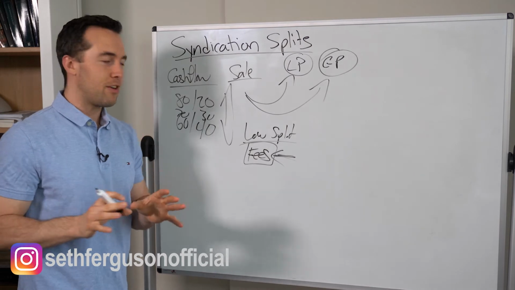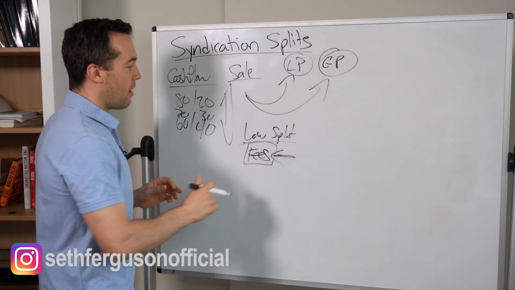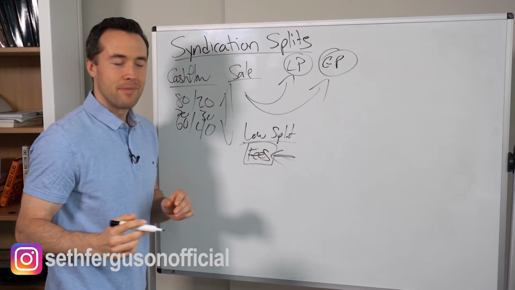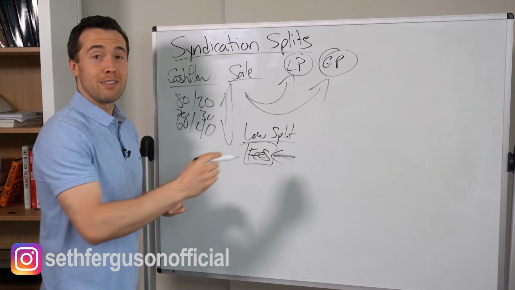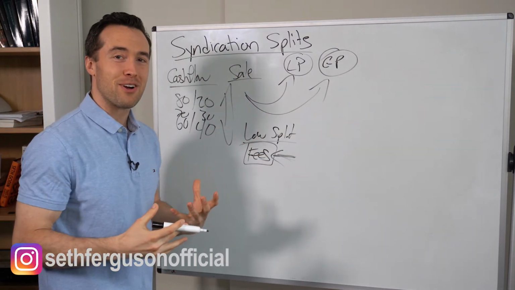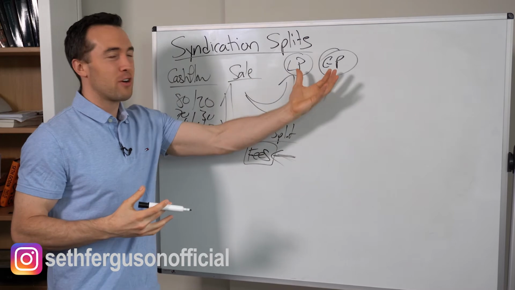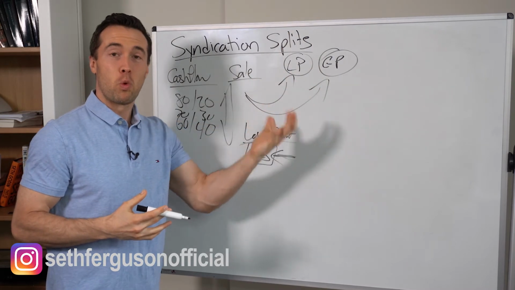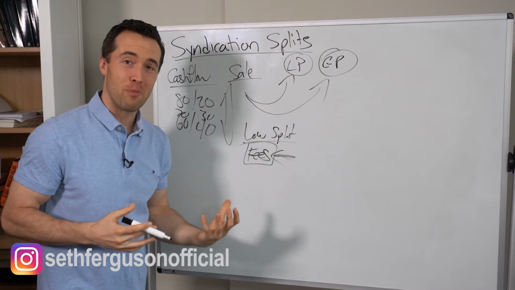Well, here's the thing that you should consider in this case. Fees are paid no matter what. Splits are paid based on performance. So as a passive investor, you actually want the general partnership, the people running the deal, to be rewarded for their efforts if they perform on it.